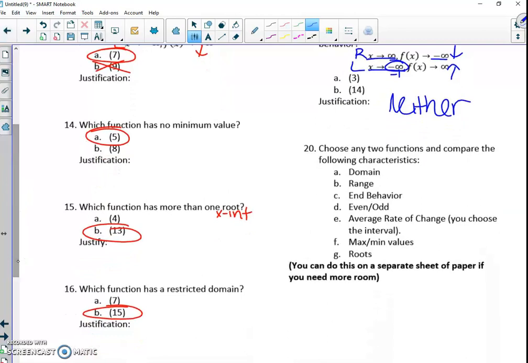Okay? All right, and then last it says 20, choose any two functions and compare all the following characteristics: the domain, range, end behavior, even, odd, average rate of change, min, max, or roots. So I'll actually let you guys do that by yourself. I mean, we kind of already went through and did that for all of the functions, but you guys can choose any two functions and just write down all those different key features.